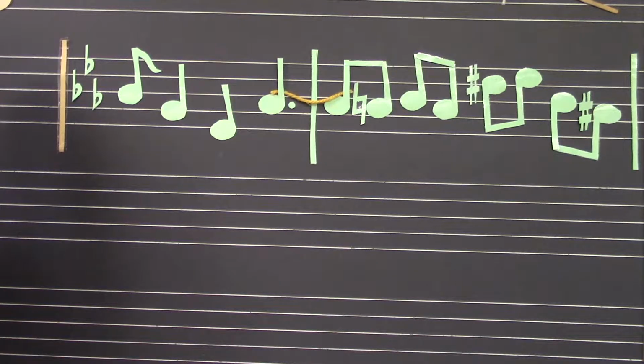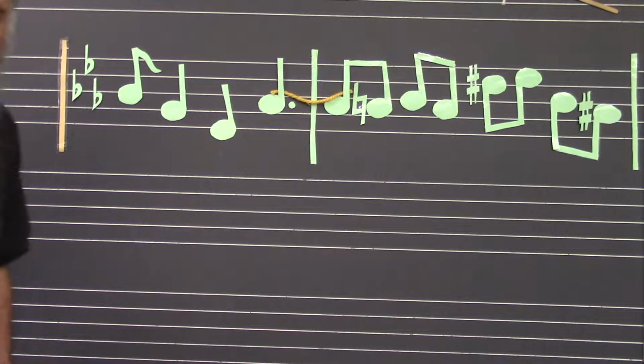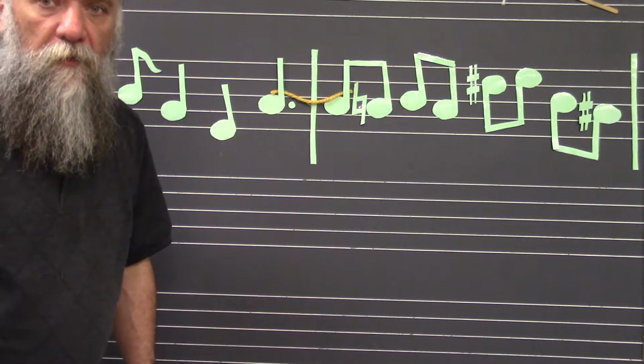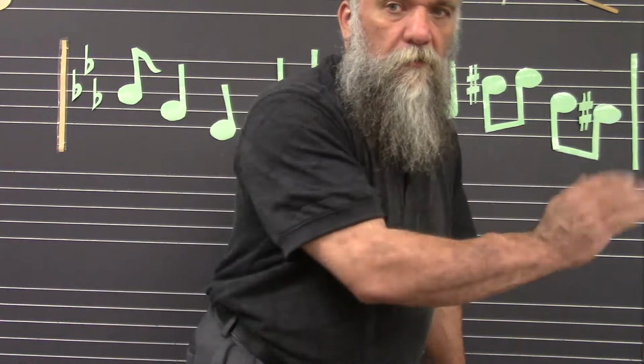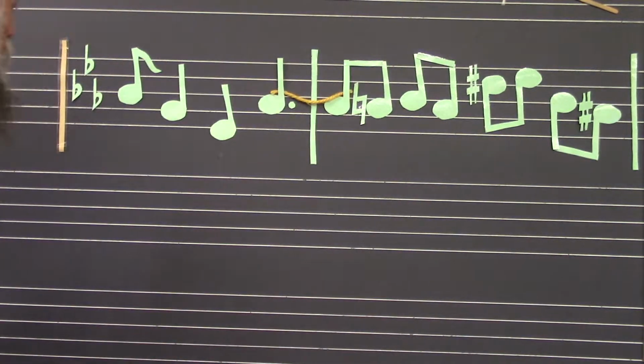So let's go through the key signature right now from left to right. Name the letters of those flats. So the answers from left to right: B, E, A. So you should have put B-E-A. That's going from left to right.